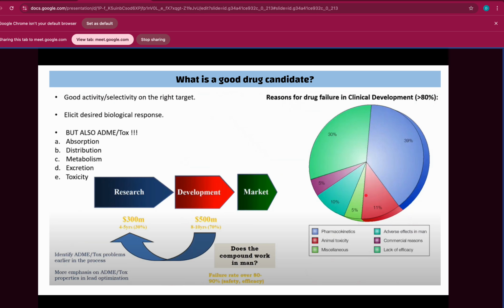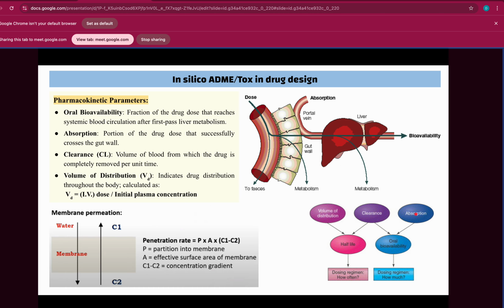And these are the reasons for drug failure. Majorly the drug fails due to pharmacokinetics. That means everything is right, but as soon as it enters the body, it is not able to get properly dissociated or spread throughout the body. That is one of the major reasons for drug failure, followed by miscellaneous reasons, then lack of efficacy, and animal toxicity. These are some of the reasons responsible for the failure of drugs.